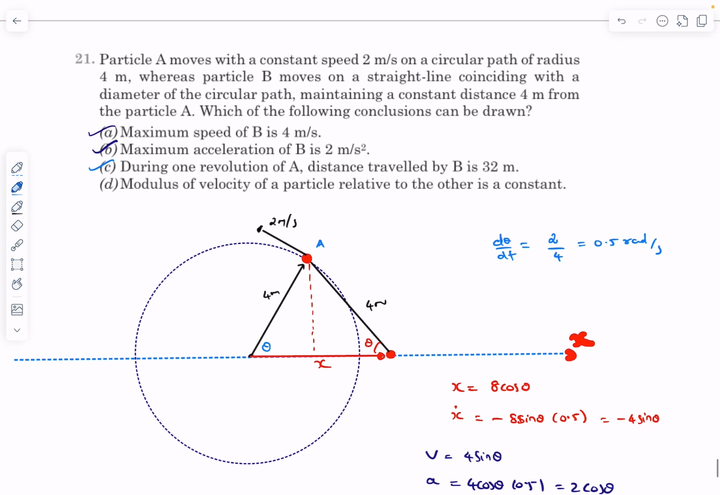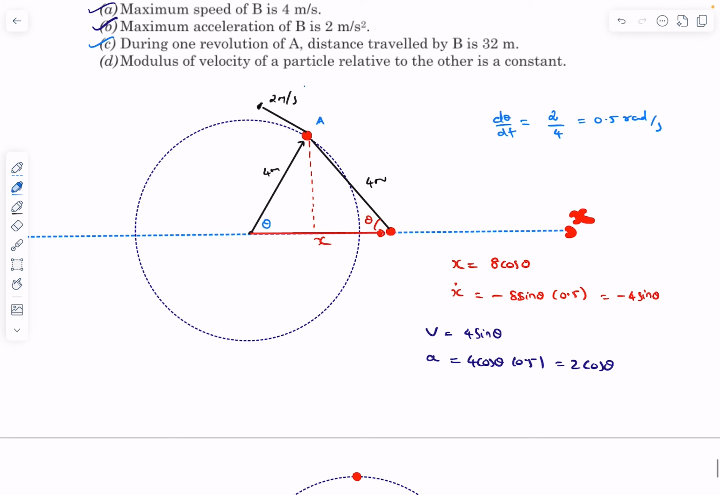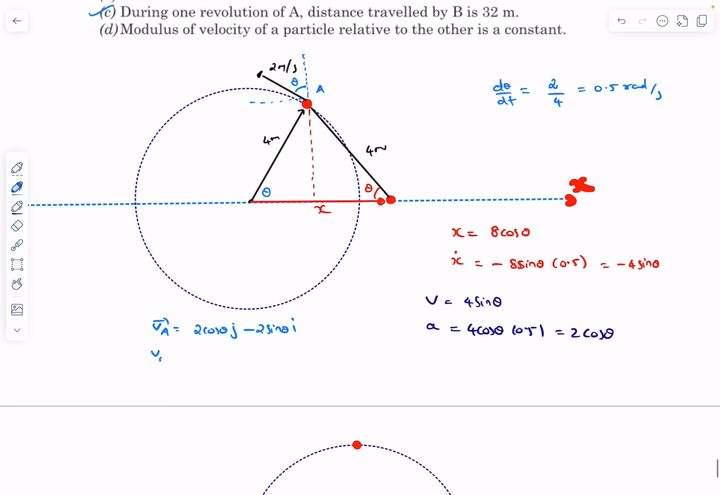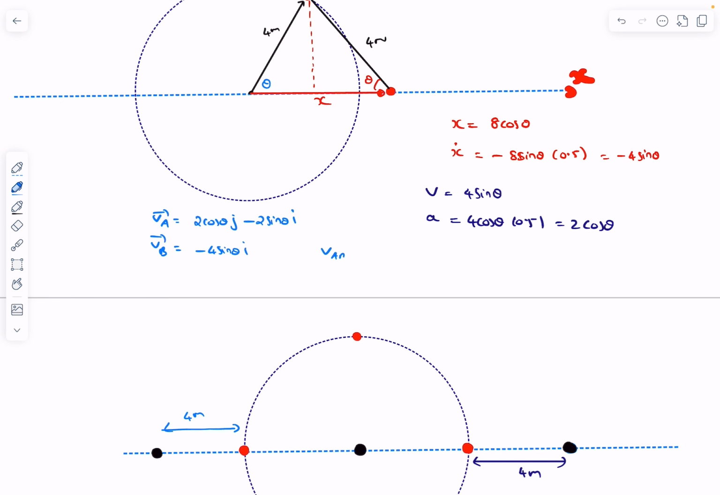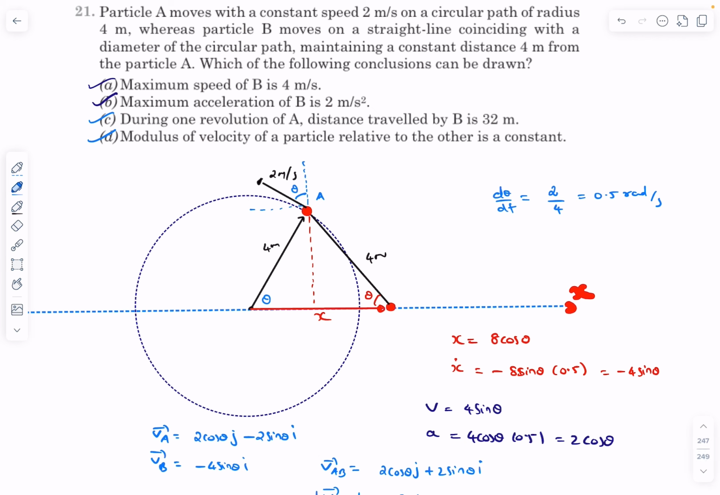Okay. Now in option D, they're saying the modulus of the velocity of a particle relative to the other is a constant. So for this, we can just break it down into Cartesian coordinates. If I draw the axis for the 2 meters per second, this angle is theta, right? So the velocity of particle A is going to be 2 cos theta j cap minus 2 sine theta i cap, and the velocity of particle B is equal to minus 4 sine theta i cap. So if I want to write the velocity of A relative to B, it is going to be 2 cos theta j plus 2 sine theta i. If you take the modulus of this vector, it will just be 2 meters per second, which is actually a constant. So option D is also correct.